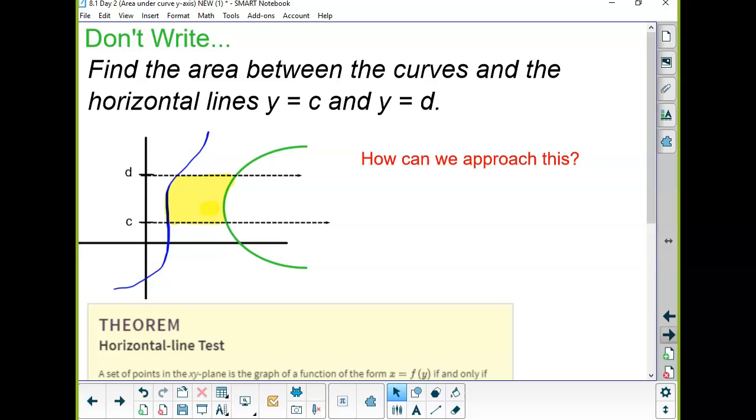Okay, so we are shifting our thinking today. We're still going to talk about the area between the curve, which we did was the integral of the top minus the bottom. But what happens now if I have something like this? Okay, I don't want you to write this down.